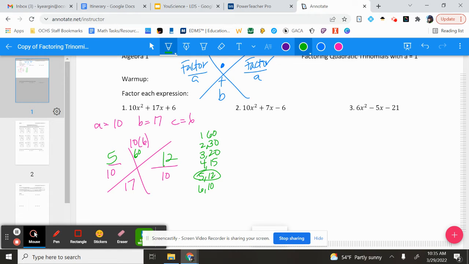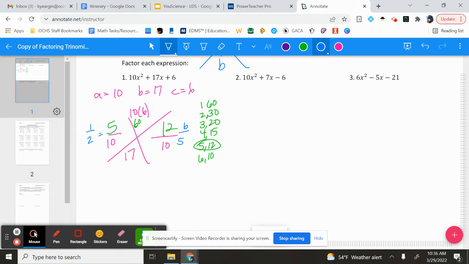As we get ready to write our factors, we need to reduce if possible. So is there a number that'll go into both 5 and 10? Yes, there is, and that number is 5. So 5 divided by 5 is 1, 10 divided by 5 is 2. So that'll reduce to 1/2. On the other side, 12 and 10, there's a number that'll go into both 12 and 10, and that number's 2. So 2 will go into 12 6 times, and 2 will go into 10 5 times.